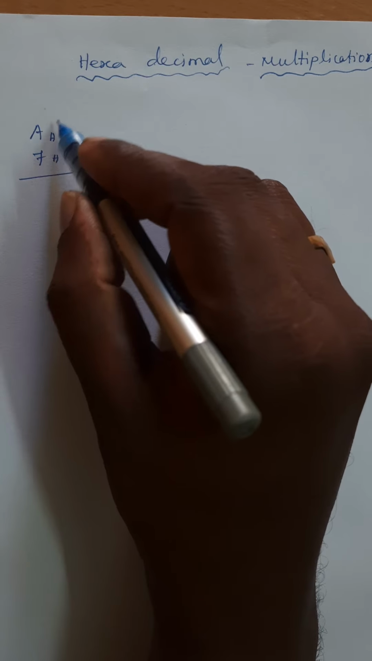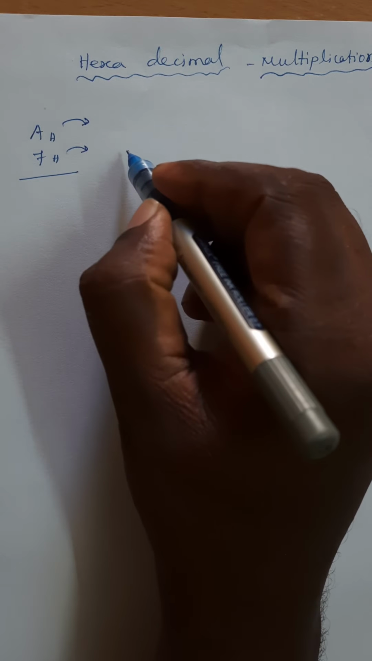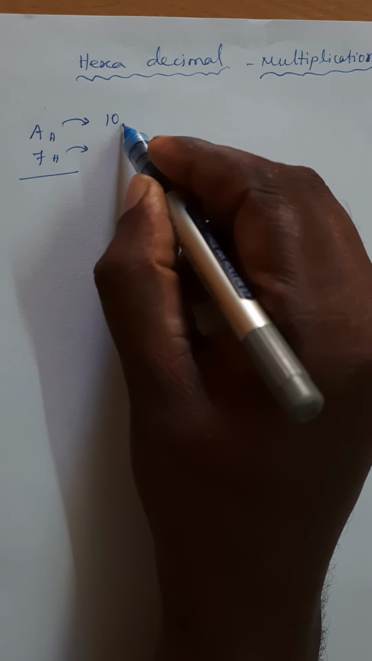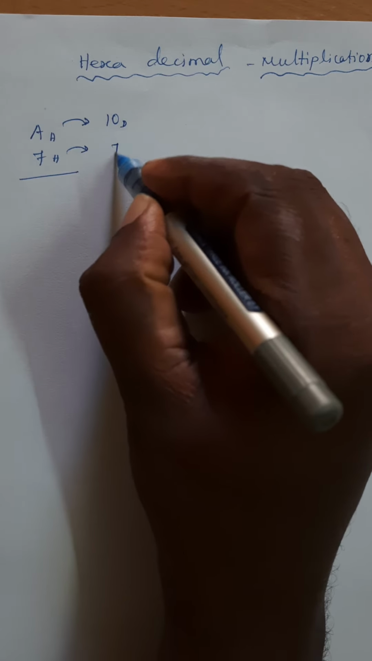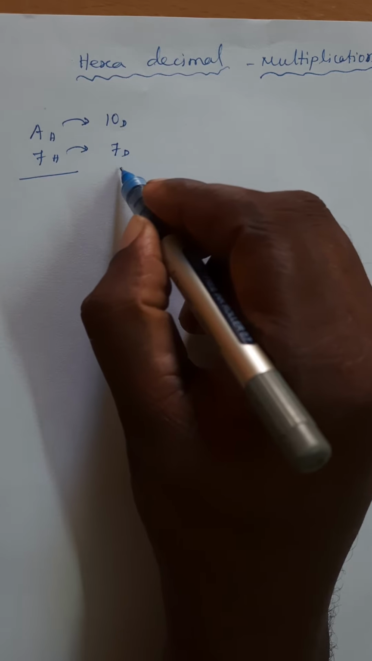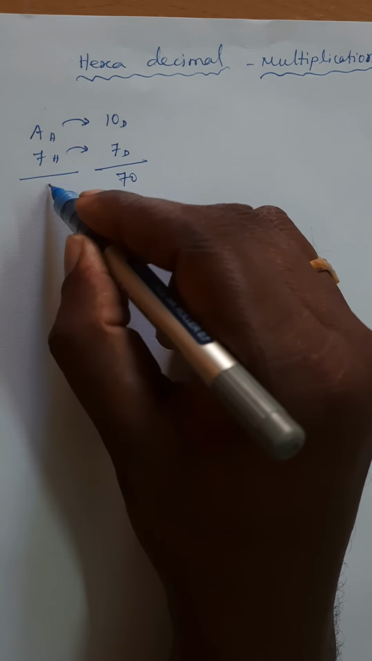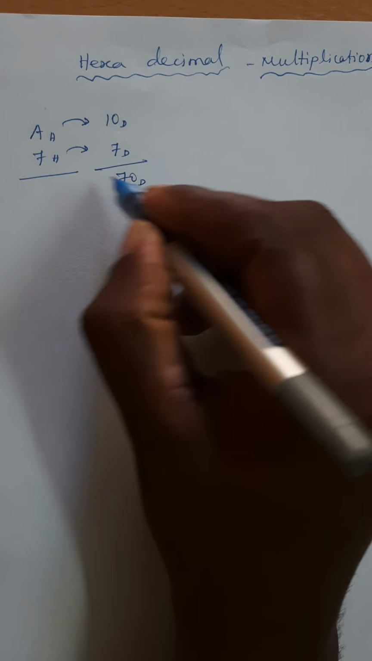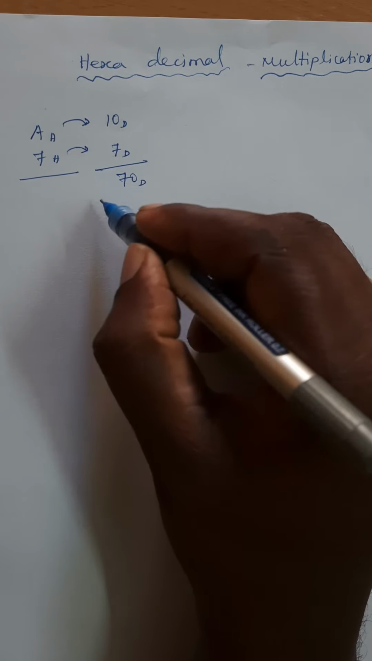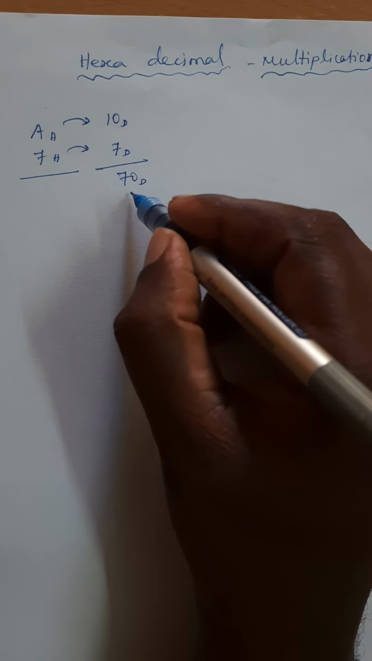Since we don't know direct hexadecimal multiplication, let us do it parallelly in decimal, and we'll write the result back in hexadecimal. So A is 10 in decimal number system. 7 is 7 in decimal number system. So 10 times 7 is going to be 70. We can't write this 70 back here because we need to write a hexadecimal number.